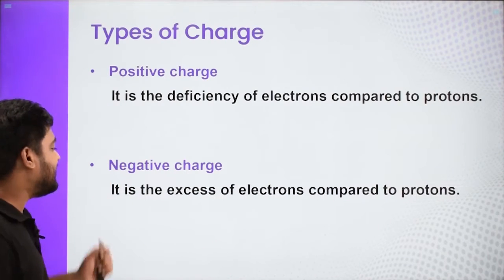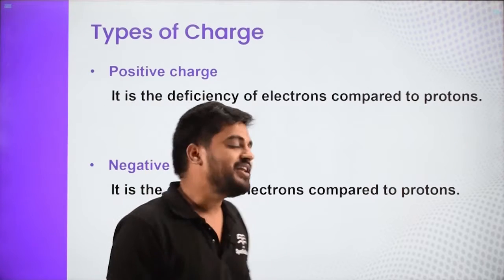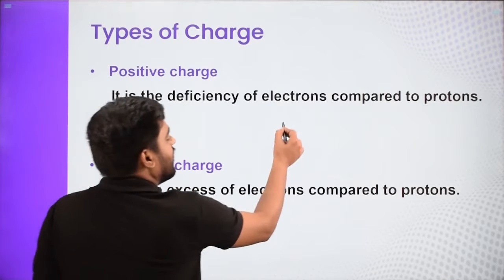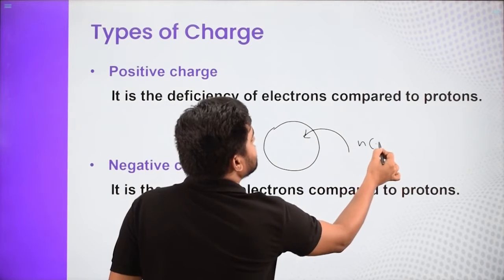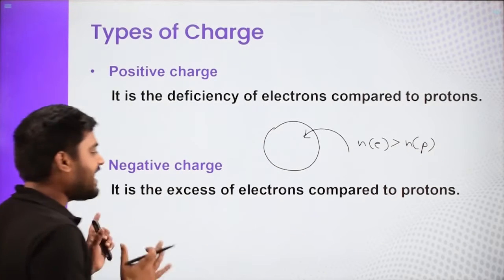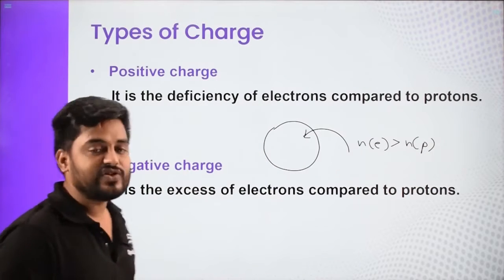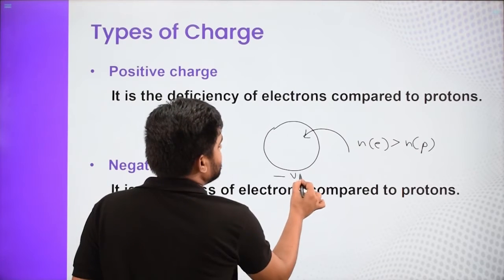Similarly, what is negative charge? It is the excess of electrons compared to protons. Rather than going out, if electrons come in, then the number of electrons is greater than the number of protons, and we say there are excess electrons, and it is the excess of electrons which makes the object negatively charged.